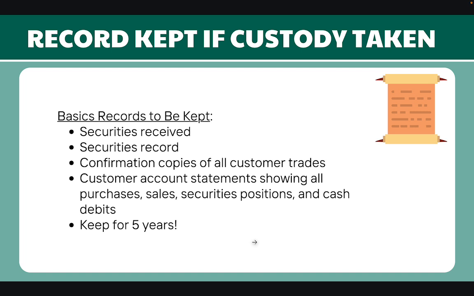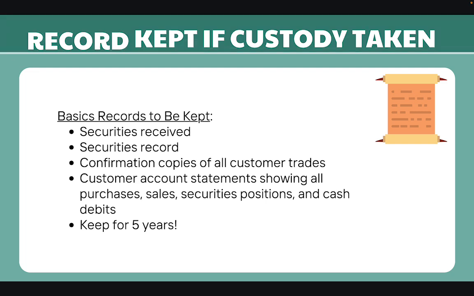Records kept if custody is taken. Basic records to be kept. Securities received, securities record, confirmation copies of all customer trades, customer account statements showing all purchases, sales, securities, positions, and cash debits. And these need to be kept for 5 years.